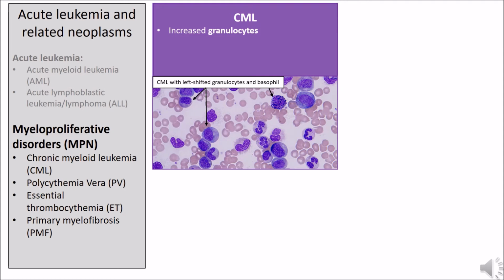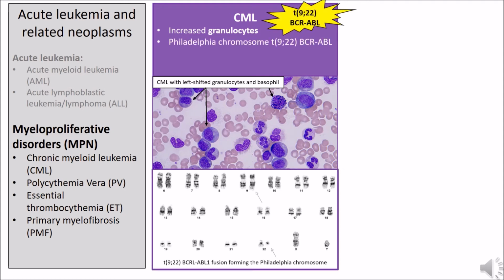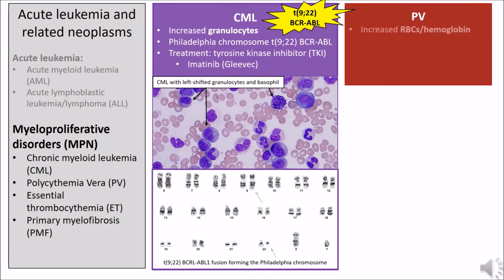The characteristic translocation is translocation 9;22, creating the BCR-ABL fusion gene and forming the Philadelphia chromosome. Because the BCR-ABL fusion creates a powerful tyrosine kinase, treatment is targeted at inhibiting its activity with kinase inhibitors like imatinib. Polycythemia vera produces increased red blood cells.